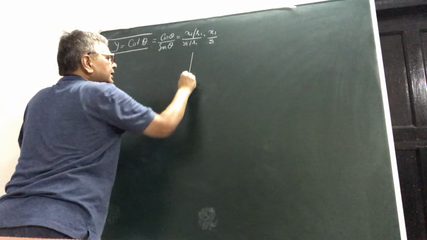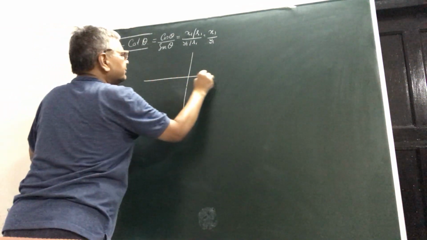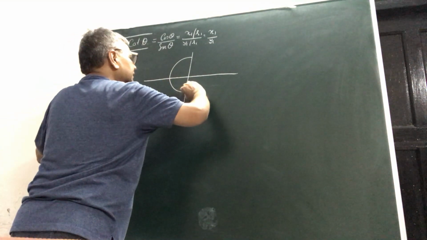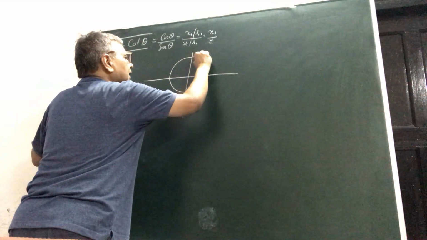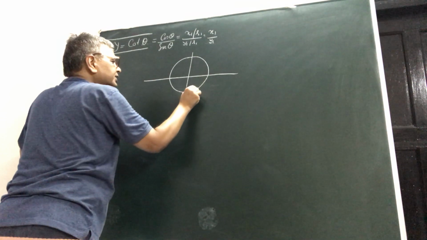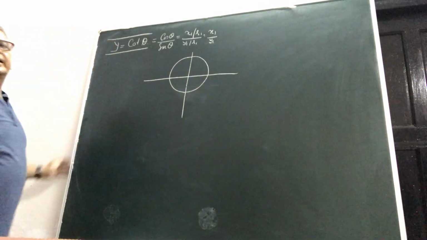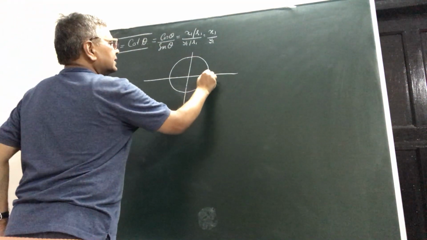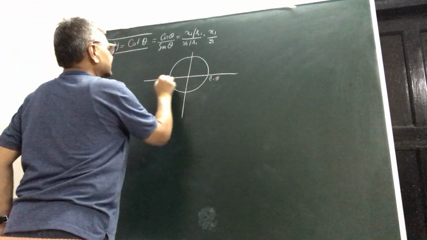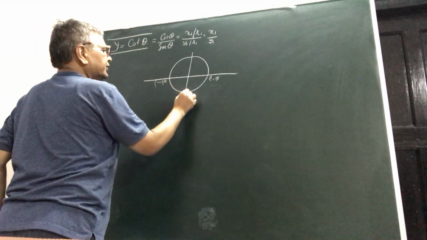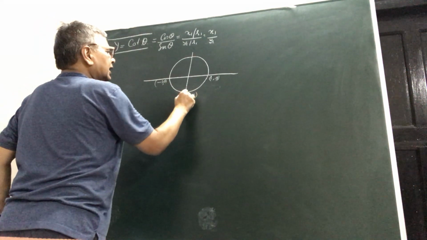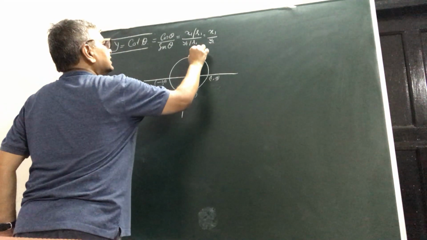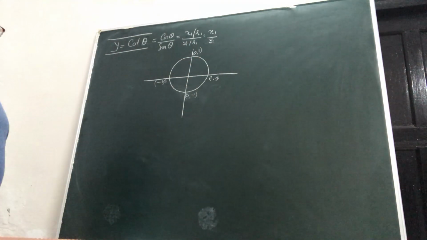This would be my unit circle, as usual, and the arbitrary point I will always be taking on the periphery of this unit circle. As usual, this has coordinates 1, 0, this has minus 1, 0, this has 0, minus 1, and this is 0, plus 1.